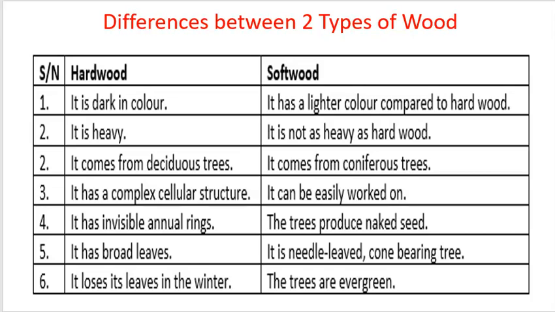And softwood, of course, has a lighter color compared to hardwood. It is not as heavy as hardwood. It comes from coniferous trees. That's why we call them conifers. Then they can easily be worked on because they are soft.